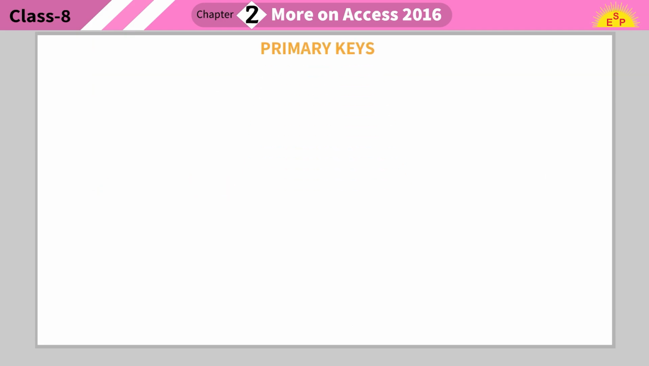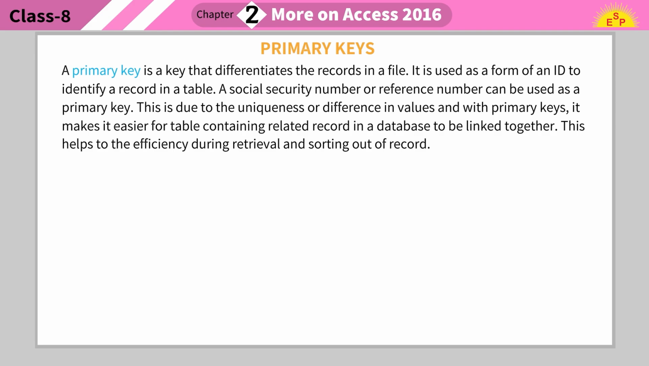Primary keys. A primary key is a key that differentiates the records in a file. It is used as a form of an ID to identify a record in a table. A social security number or reference number can be used as a primary key. This is due to the uniqueness or difference in values, and with primary keys, it makes it easier for tables containing related records in a database to be linked together. This helps the efficiency during retrieval and sorting of records.